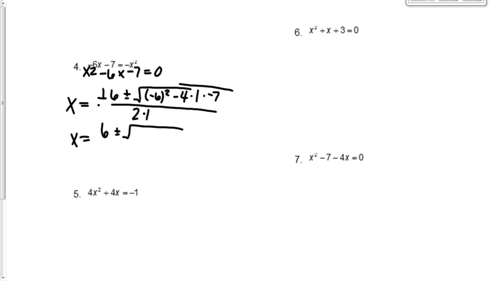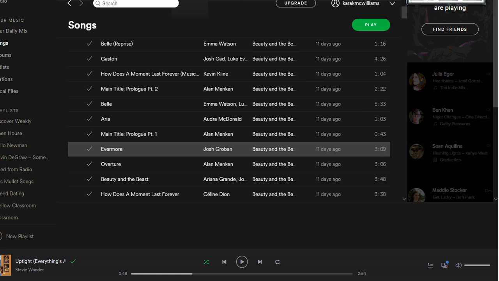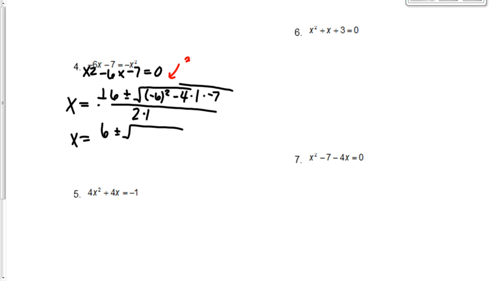So again, I'm working this out. Negative 6 squared is 36. Okay. Now, this side right here, negative 4 times 1 is negative 4. Times negative 7 is positive 28. So really, I have 36 plus 28. See how that works? So that gives me a 64 in here. All over 2. So now, x equals 6 plus or minus 8 all over 2.